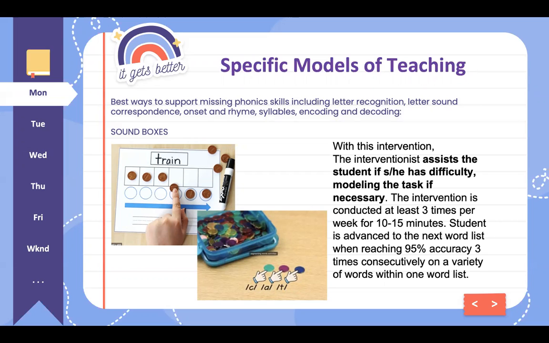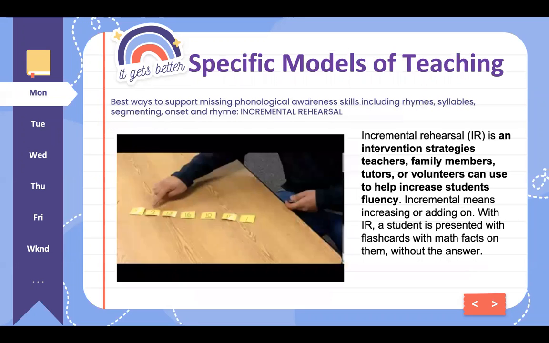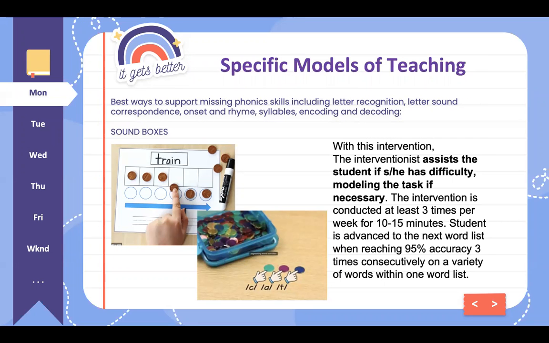And so typically what you do is you will have an Elkonin box, and with that Elkonin box, you will give students chips. Each chip represents a sound. And so as students are saying each sound for the word, they will slide one chip up. Once they have gone through all of the sounds, they will blend those sounds together to make their words.